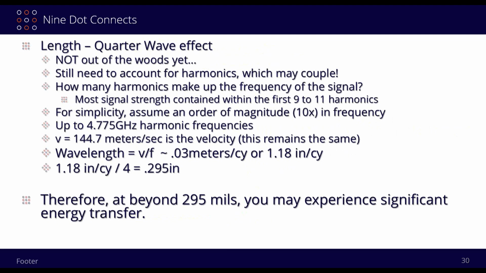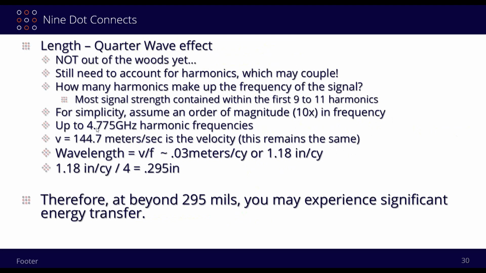Bear with me. I know this slide is kind of intense, and I didn't want to separate these slides because all this information needs to stay together. We have to account for the harmonics, which may also couple. So how many harmonics make up the frequency of the signal? Generally speaking, the first 9 to 11 harmonics will do that. But for simplicity's sake, let's just assume a magnitude of 10x in frequency. Yes, we could do each one of these harmonics, but it's going to be a lot of math. So let's simply say the magnitude is 10x in frequency.